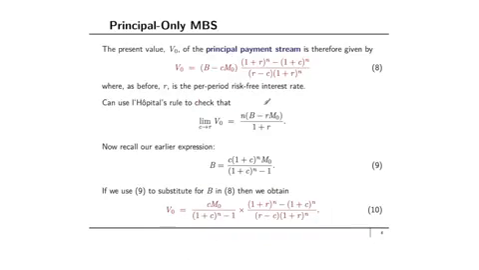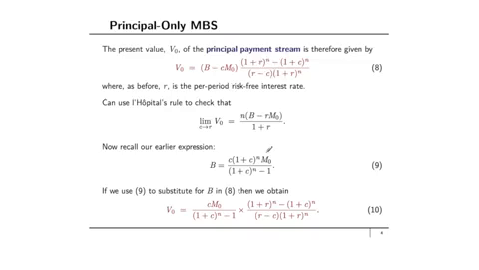So this therefore is the present value V0 of the principal payment stream. And it is given to us in terms of B, which is the monthly payment on the mortgage, C, the coupon rate on the mortgage, M0, the initial mortgage principal, the fixed risk-free interest rate R, and N, the number of time periods in the mortgage.